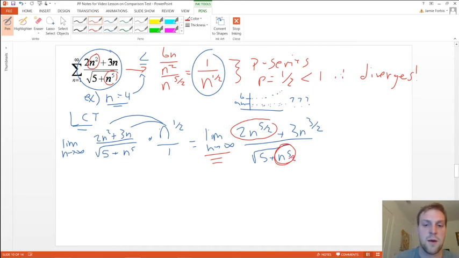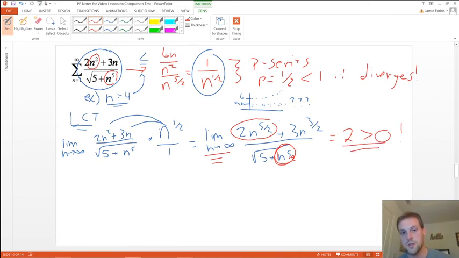So because it's the same powers on top and bottom, I'm going to take the leading coefficients, and that's 2 over 1, which is just equal to 2. And 2 is greater than 0, so that means that I'm able to make a conclusion using my limit comparison test. If that was equal to 0 or less than 0, or not a number, not a constant, then I would not be able to make that assumption.